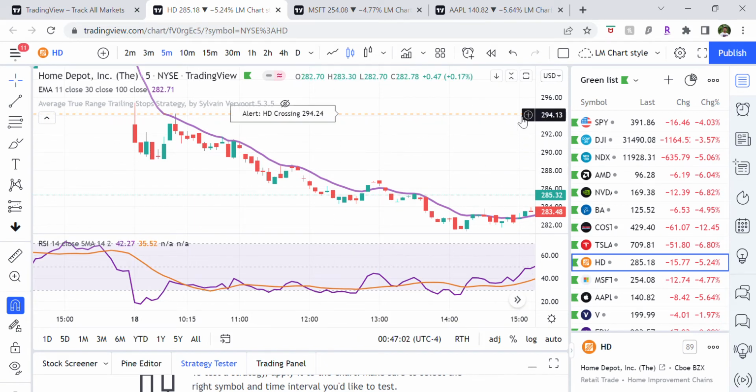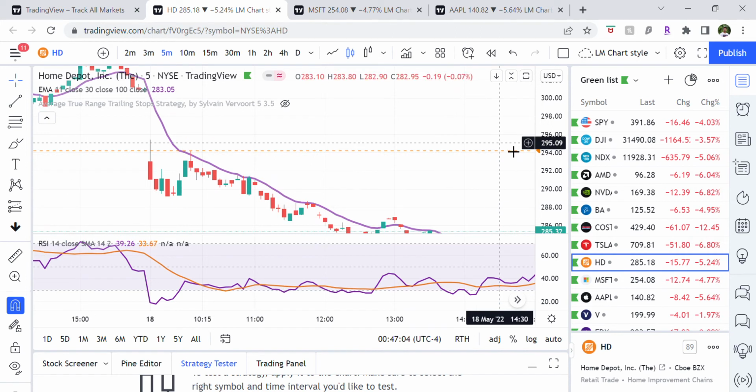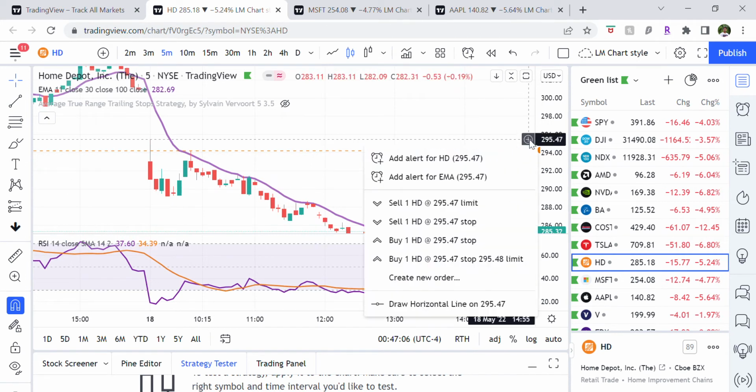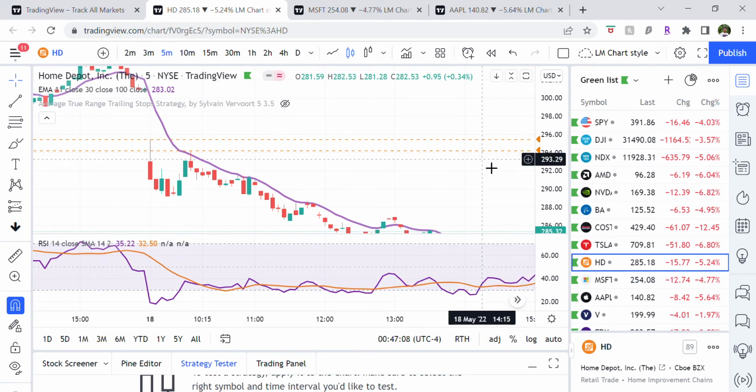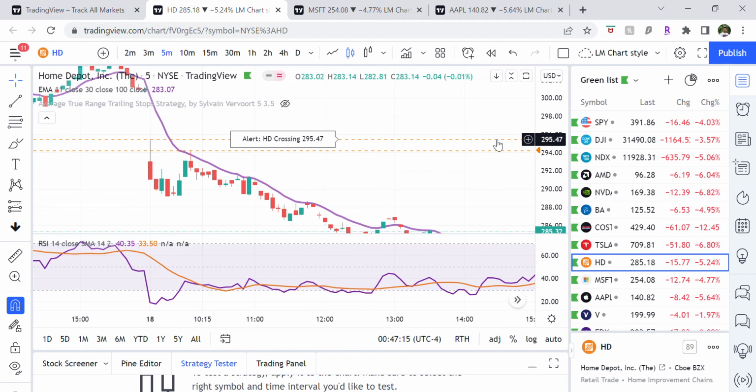So you can assume that this high of the day is my final stop loss. Sometimes when I share my trades I use the word hard stop. So this is my hard stop. 295.47 is my hard stop, because that is the high of the day. That is my hard stop if I'm going short on Home Depot, or if I'm buying puts for Home Depot. Okay, the HD stock.